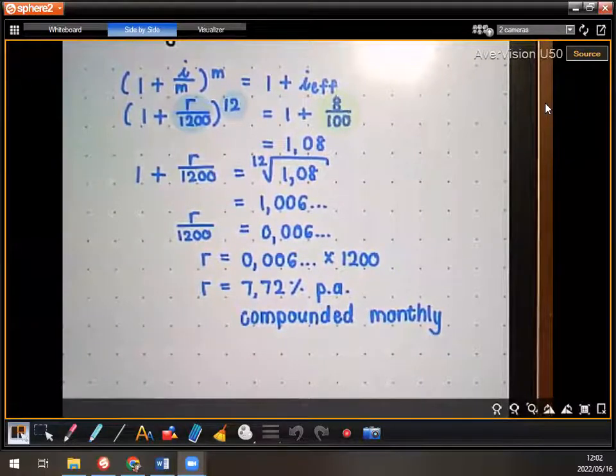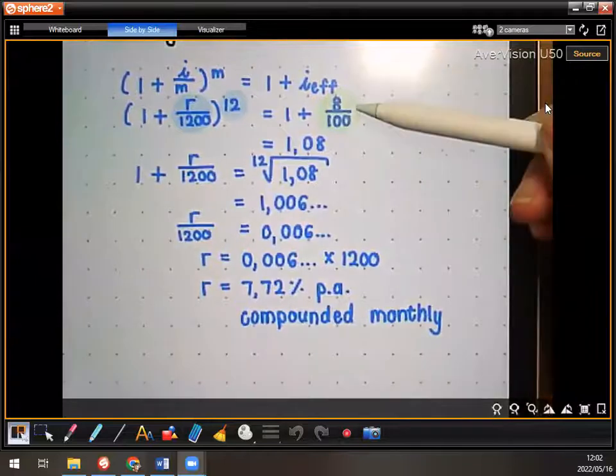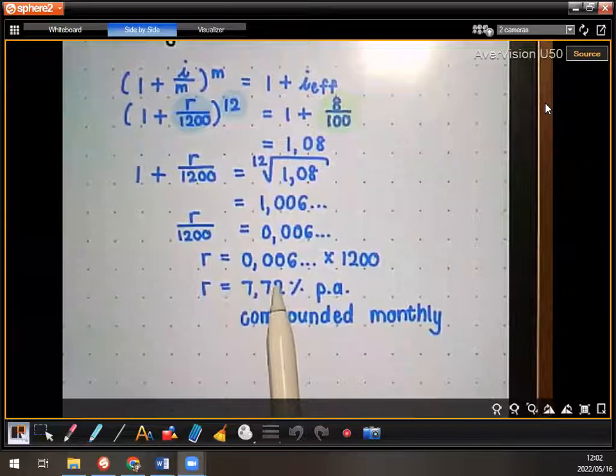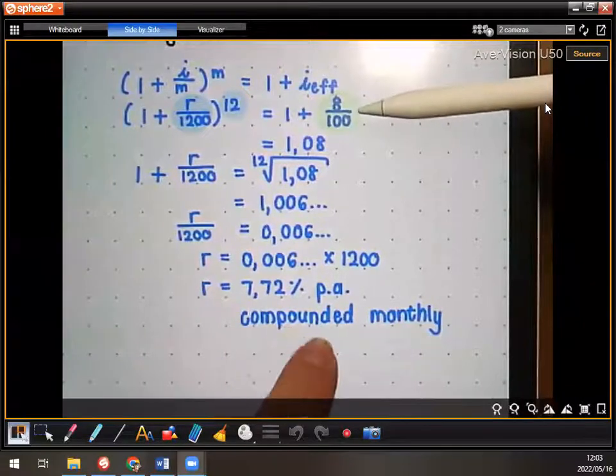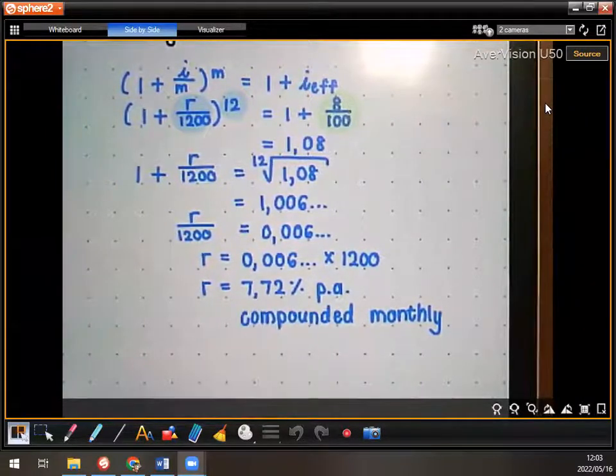So what they're saying is an interest rate of 8% annual is the same as 7.72% monthly. Both of those interest rates, if you invested money in either one of those two, will give you the same amount. Are there any questions?